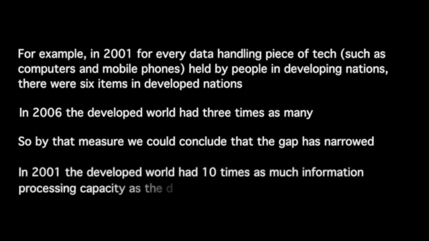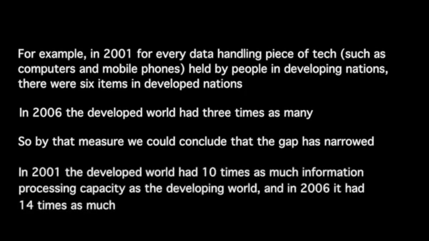But in 2001, the developed world had 10 times as much information processing capacity. In 2006, it was 14 times. So in terms of information processing, information being put on the net, the developed world was actually getting more and more rather than less and less. So if they were accounting for 10%, they were becoming 14%. And the suspicion is, it's galloping on that front.